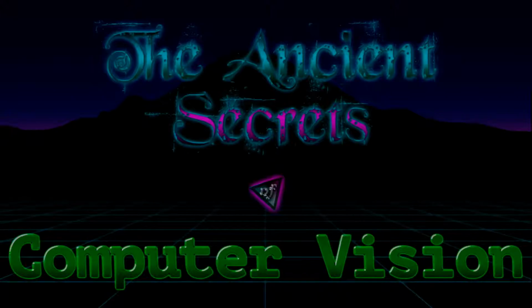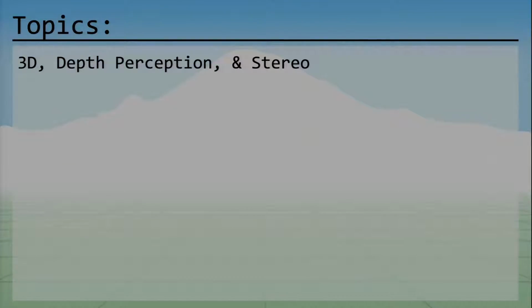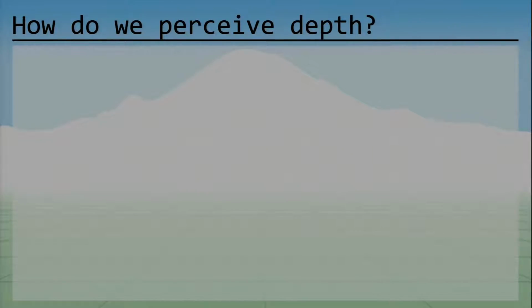OK, so today, last time we talked about optical flow. Today we're going to talk about a different topic. Today we're going to talk about 3D depth perception and stereo vision. So I want to start a little bit by talking about how we perceive depth. How do we as humans, how does our visual system, perceive depth?